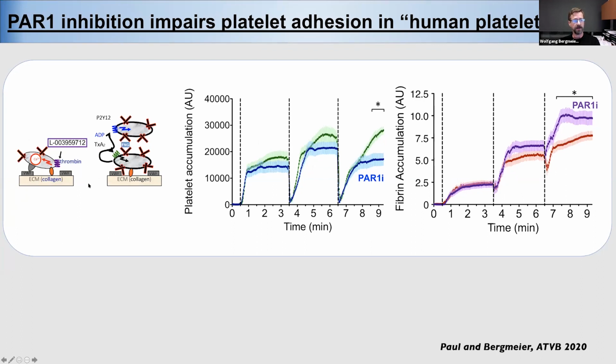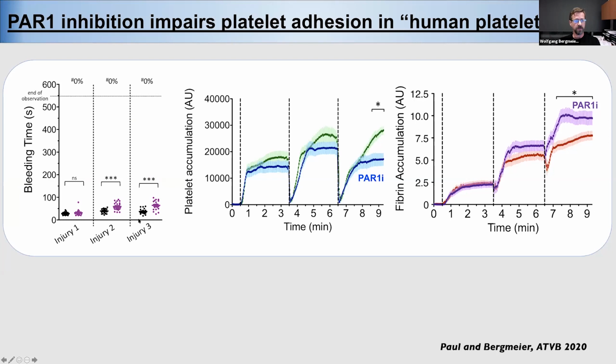Now, really, we wanted to do this for the PAR1 inhibitor. So this is an analog of vorapaxar. And so we tested that. And what you see is the same thing. You get a reduction in platelet accumulation in the presence of a PAR1 inhibitor. In this case, we also saw an increase in fibrin formation that at this point, actually, we don't really know exactly where that comes from. And in terms of bleeding time, again, not much. There was a significant increase in the bleeding time in injury 2 and 3, but overall, very, very mild.